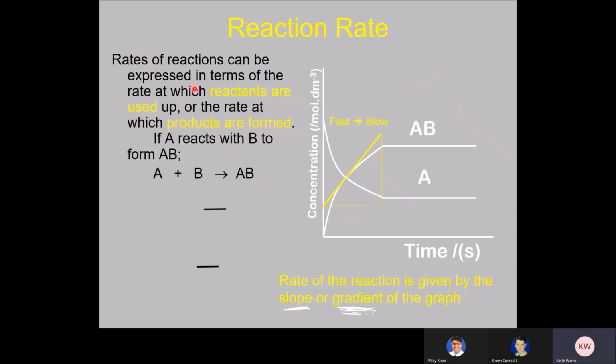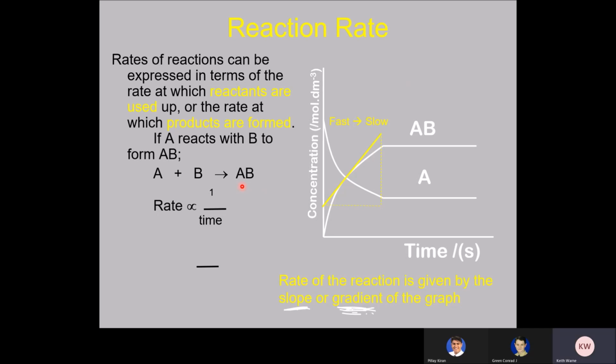The reaction rate is defined as the rate at which reactants are used up or products are formed. In a general reaction, A plus B going to form AB, the rate will be inversely proportional to the time taken for the reaction. Well, they're directly proportional, but if you've got 1 over time, then it's inversely proportional to time.